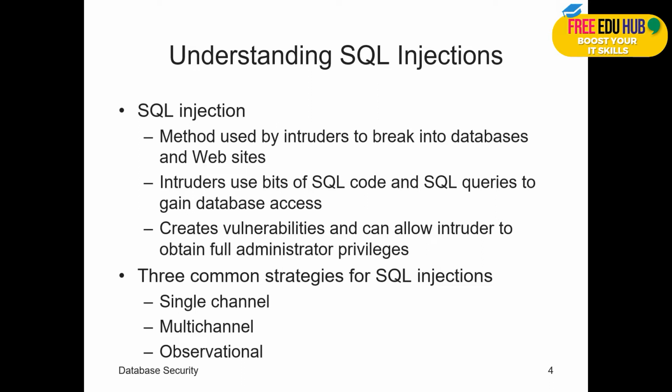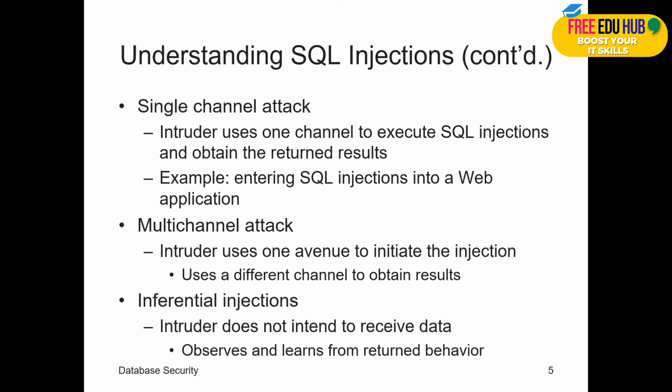Three common strategies for SQL injection are single channel, multi-channel, and observational. Now, a single channel attack is when an intruder uses one channel to execute the SQL injection and obtain the returned results. So he'll pass a query and he'll get the results for that by entering an injection into a web application.